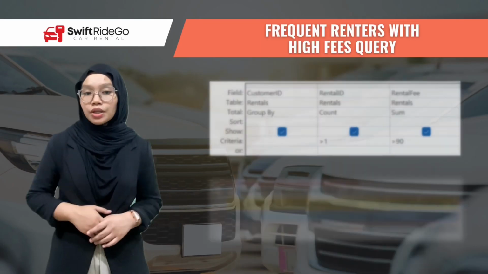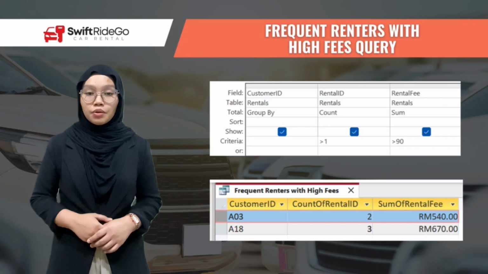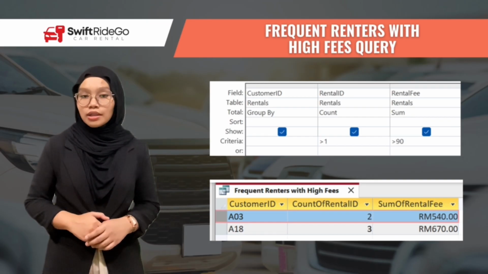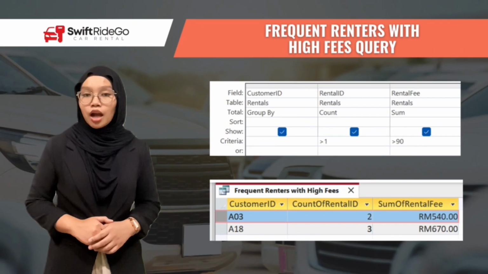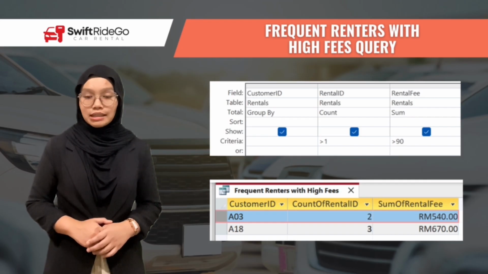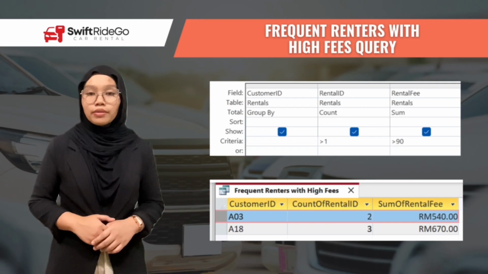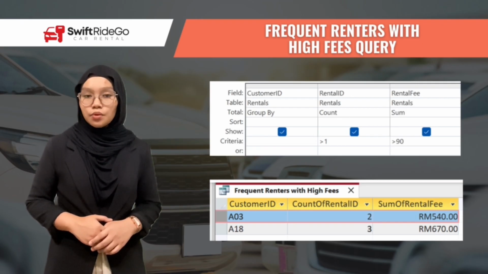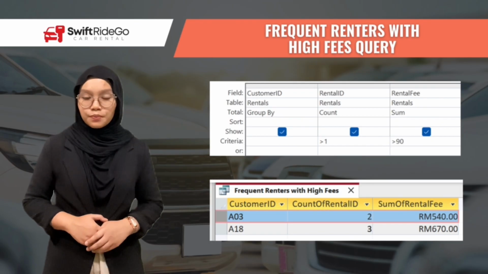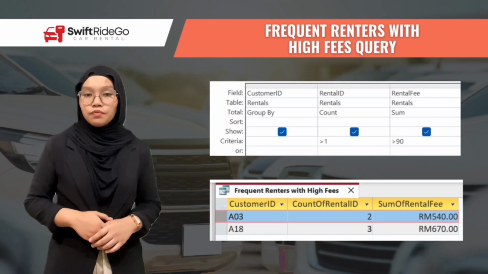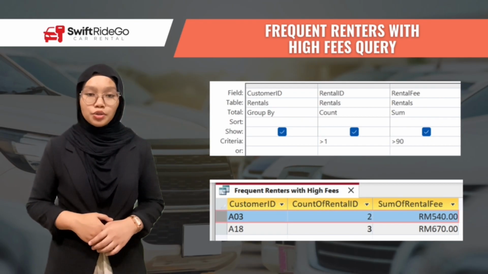The second query is frequent renters with high fees. This query focuses on identifying customers who rent vehicles frequently and generate significant revenue. To achieve this, we use the Totals query option in design view. The records are grouped by customer ID and we calculate 2 key metrics: the count of rentals per customer and the total rental fees. In the criteria, we set conditions such as more than one rental, count of rentals more than one, total fees exceeding RM90, and sum of fees more than 90. When the query is run, the datasheet view presents a list of frequent renters who contribute the most to the company's revenue.